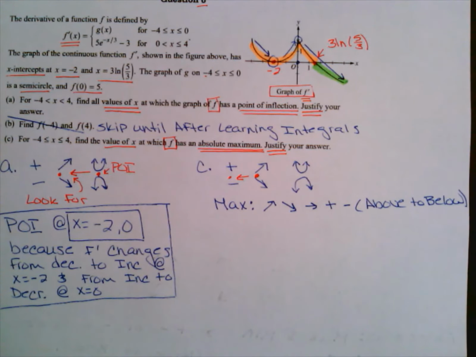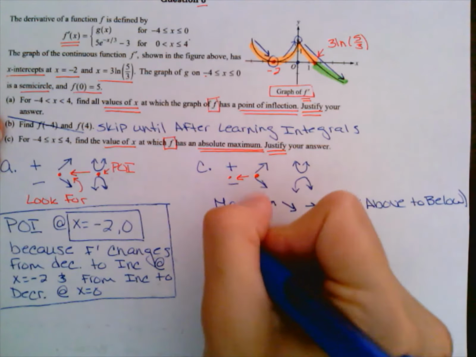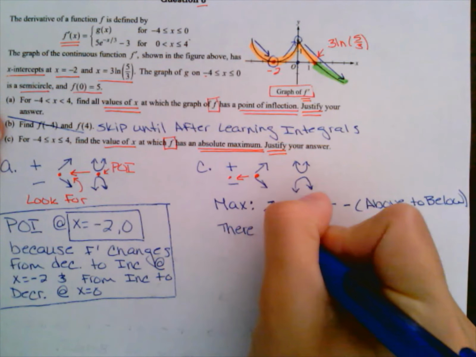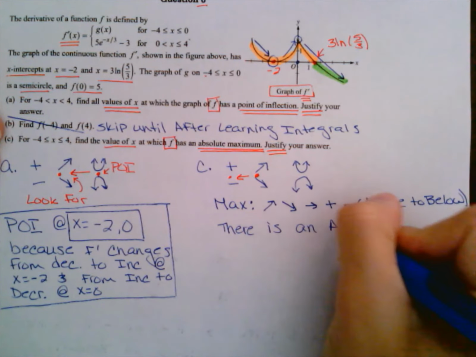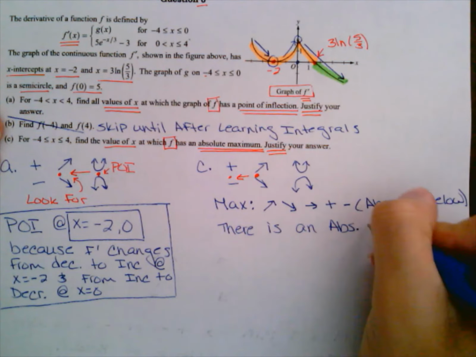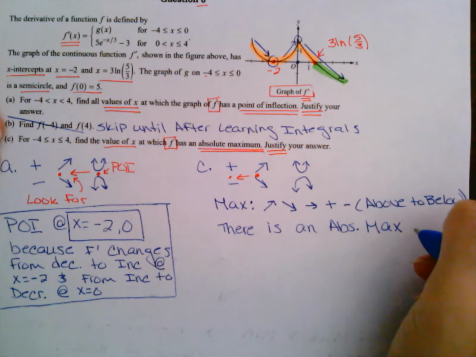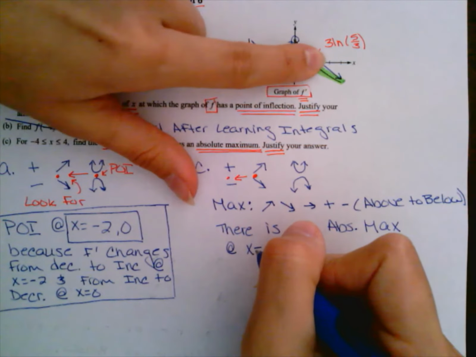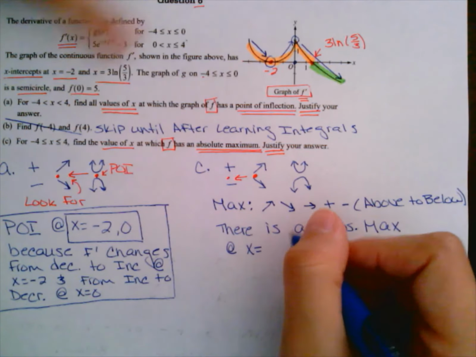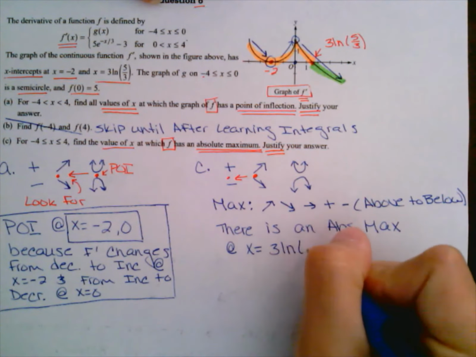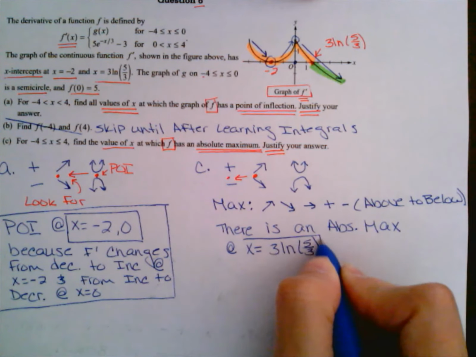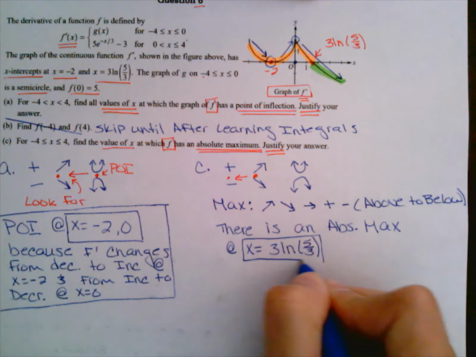So now let's write our answer. There is an absolute max. Use the same vocabulary that they're using in the question, okay? At x equals, and they told you that that x-intercept is 3 ln of 5 over 3, okay? That's why I like to doodle all over this, because if not, you have to go back and figure out how do I even know what that number is, okay? So again, 1 point is given for the actual numerical location, and the second point is given for the justification.